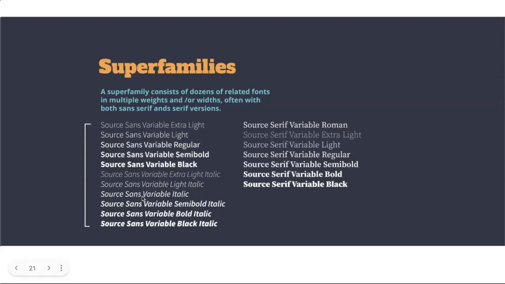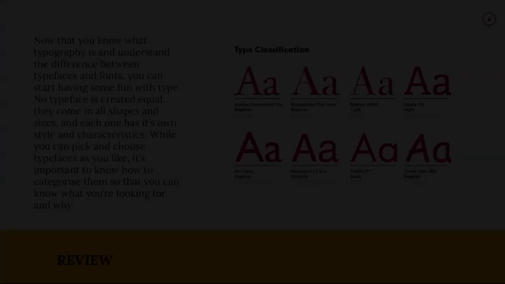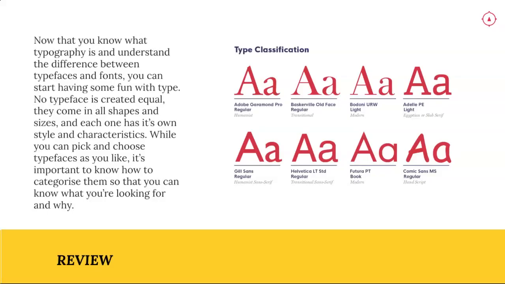So these really work well to start off with if you're worried about pairing typefaces together, because the superfamily has all the different typeface styles, both for sans serif and serif, built into one, so they really work well together. So now that we understand typography classifications and the differences between each of those type classifications, it might help you be able to pair typefaces together and look for a fitting typeface for whatever project you're working on.